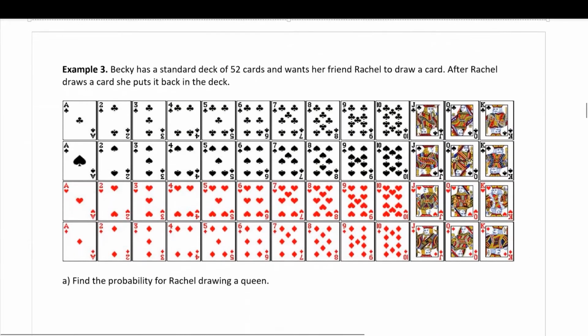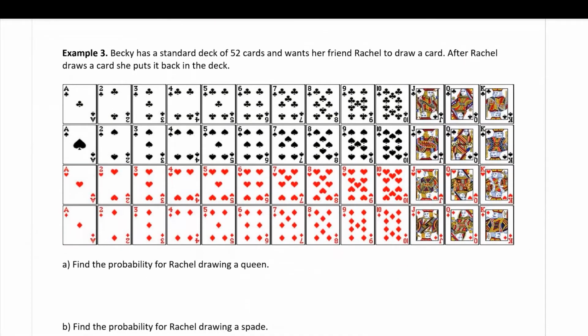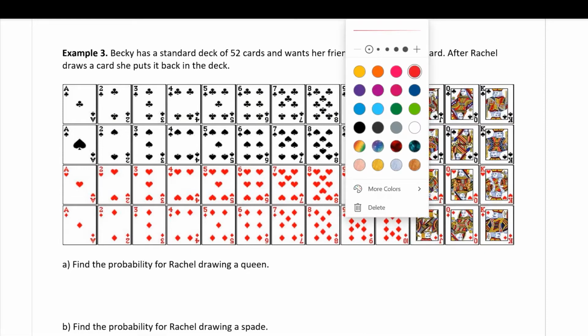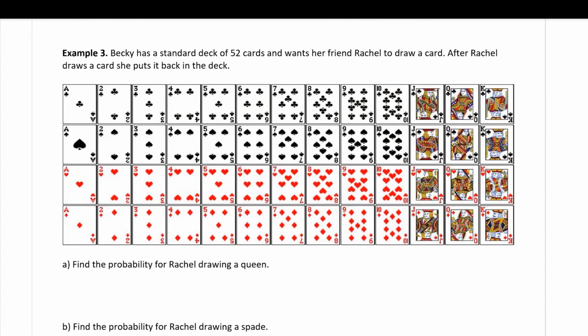All right, let's go ahead and do a bunch of examples here. So this first example has to do with a deck of cards. So let's just get familiar with the deck of cards. What we have here is there's 52 cards, and each one of these rows here are called suits. This is the clubs, spades, hearts, diamonds. Those are called suits.